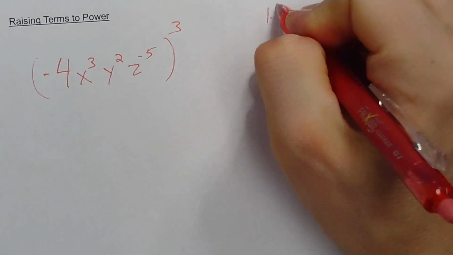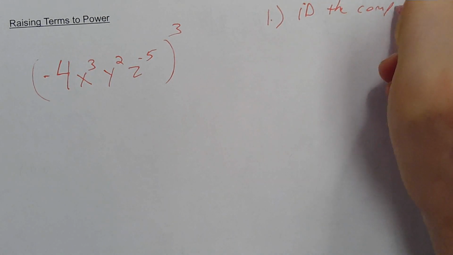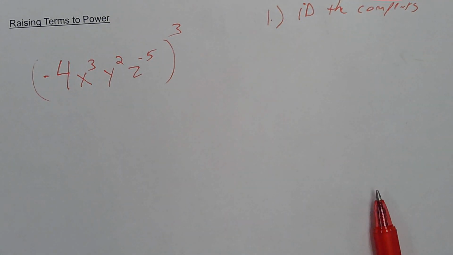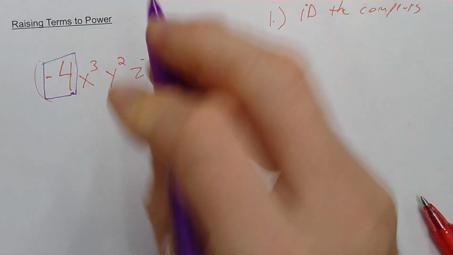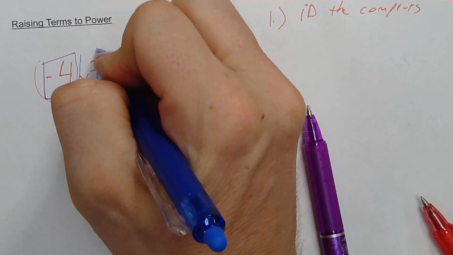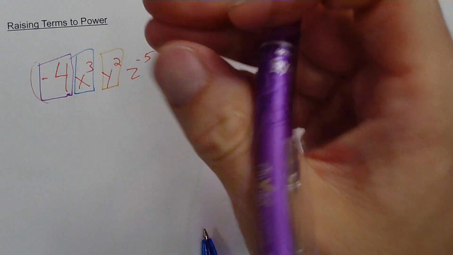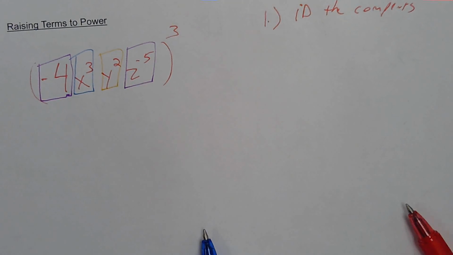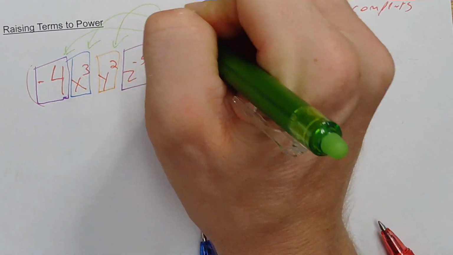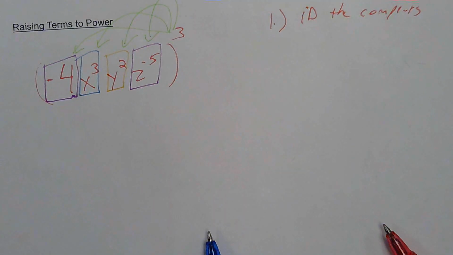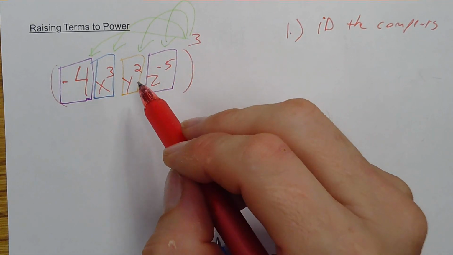So first, identify the components of the term. The first one is negative 4, inside the parentheses. The second one is x cubed. The third one is y squared. The fourth one is z to the negative 5th. Then we take this cube and apply it to each.